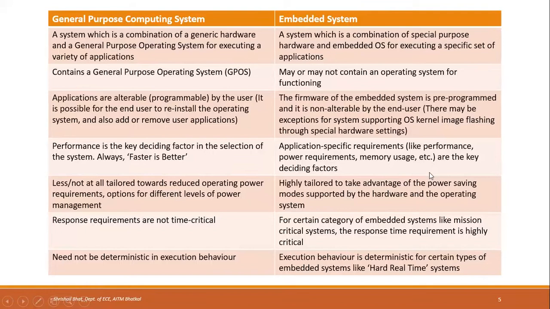The general purpose computing systems are less or not at all tailored towards reduced operating power requirements or options for different levels of power management. So that means there are no different options for managing or reducing the power. Whereas in case of embedded system, it is highly tailored to take advantage of the power saving mode supported by the hardware and the operating system. So now we normally have sleep mode, deep sleep mode, and different modes to save power in case of embedded systems.